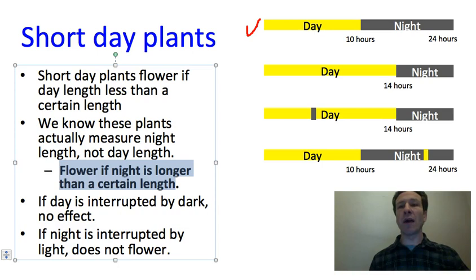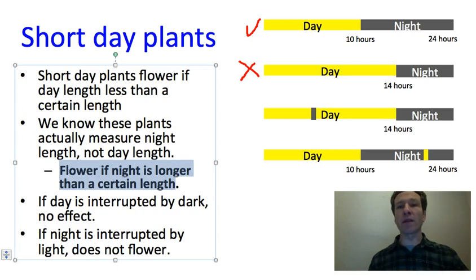Now let's look at what happens if it gets 14 hours of daytime. That's not really important. What is important is it's getting less than its 14 hours of night. Because it does not have at least the 14 hours that it needed, it will not flower. So we'll draw an X here.